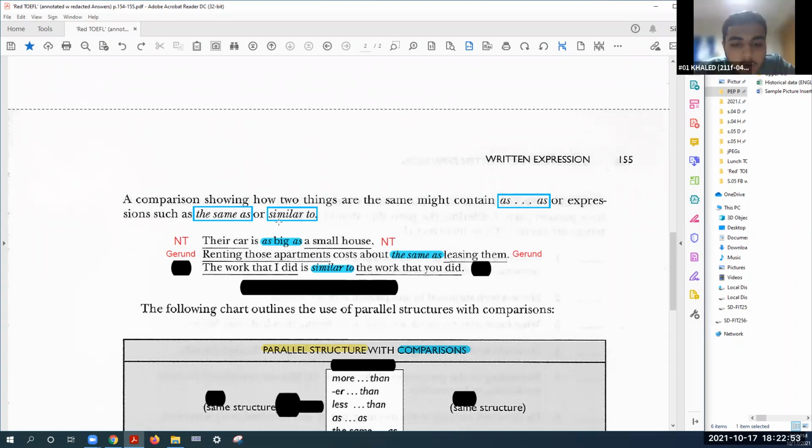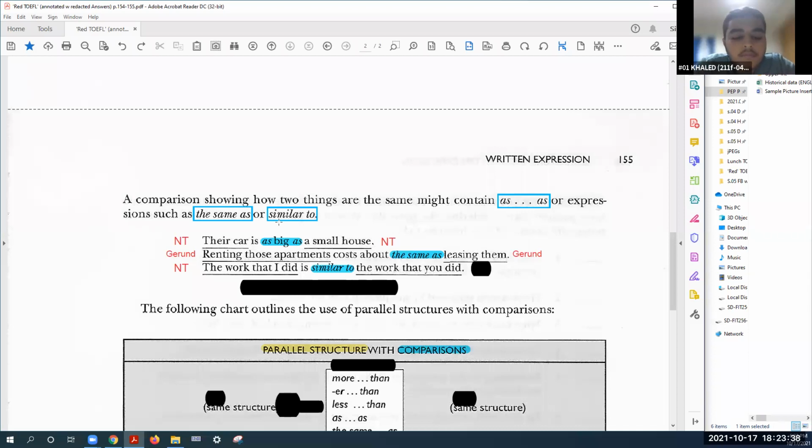The work that I did is similar to the work that you did. What am I comparing? What are the structures? The work that I did. Clauses. Well, that I did describes which work, right? So what is the structure that I want to compare? I want to compare this work, the work that I did. So what is the structure? Noun clause. It's a noun thing, right? You're comparing the work on the left, and what are we comparing on the right?